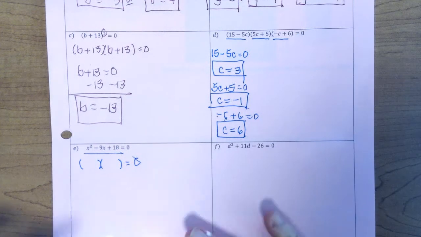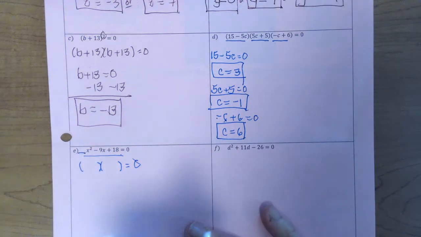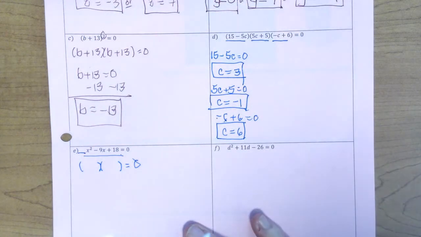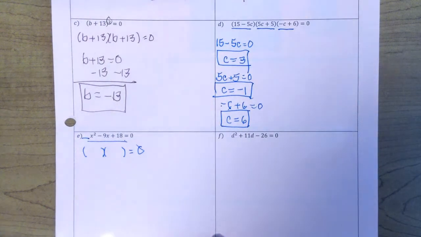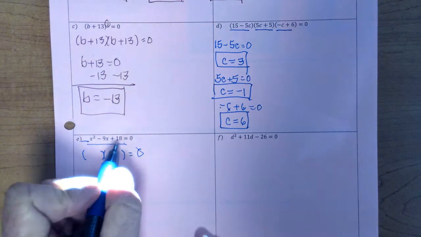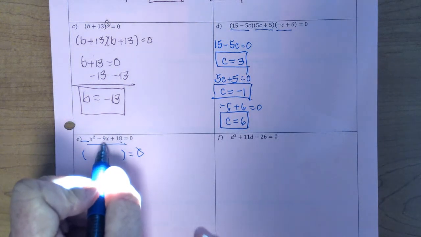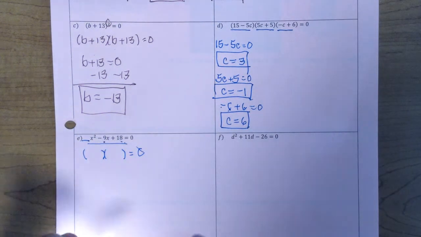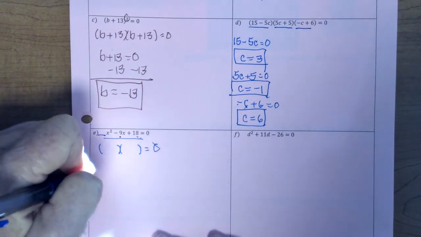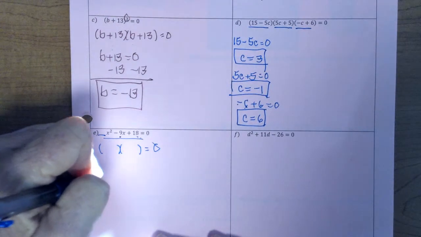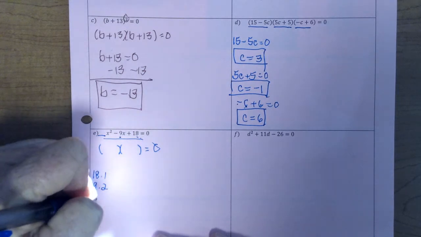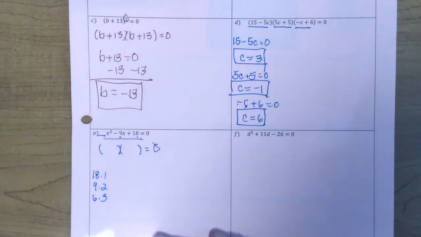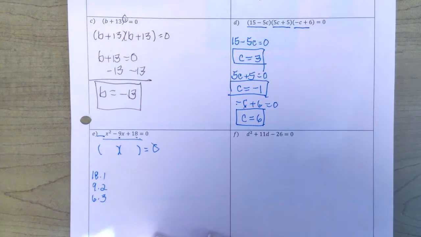So I'm going to notice I've got a coefficient of 1 in front of the x squared, which makes my life really easy. So therefore, I'm going to look for factors of 18 that when I add them together give me negative 9. So what am I going to do? List the factors of 18. So I'm going to go 18 times 1, I know 9 times 2, I know 6 times 3. And that's about it for the factors.